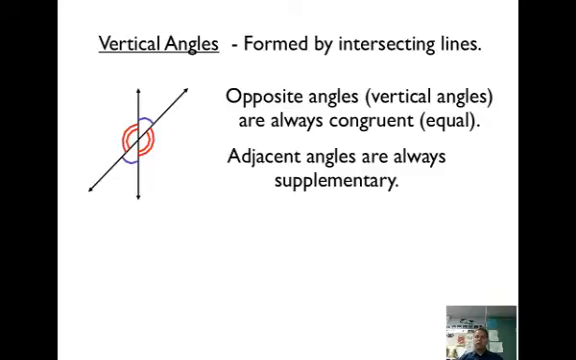Now adjacent angles are always supplementary. Remember from what we just did, supplementary angles add up to 180 degrees. So two of the angles that are adjacent could be the left and the top. They add up to 180 degrees. Notice they form a straight line.